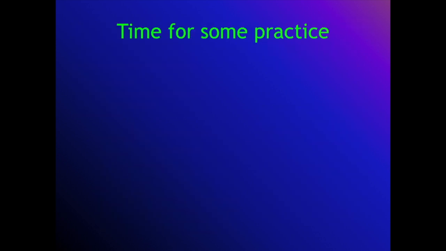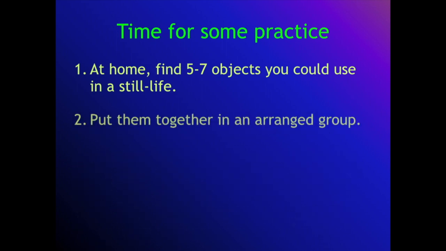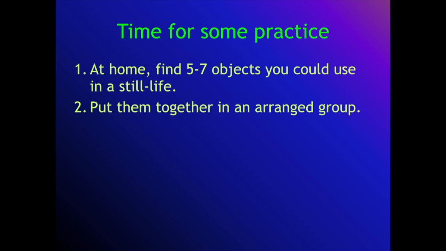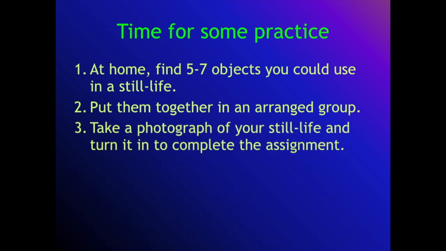Time for some practice. Okay, so at home, find 5 to 7 objects that you could use in a still life. Could be a fork, a bed pillow, could be a shoe, your book bag, maybe that homework that you haven't finished. Find 5 or 7 objects that you could use in a still life. Then put them together in an arranged group. Stick them together in a way that you think is interesting to look at. Then take a photograph of your still life and turn it in to complete the assignment.